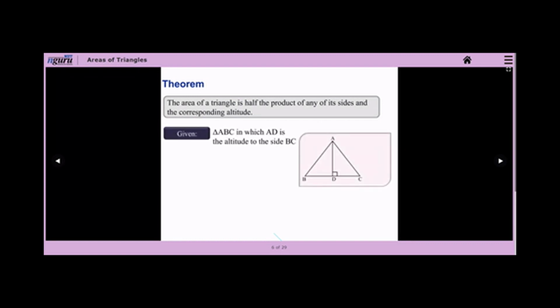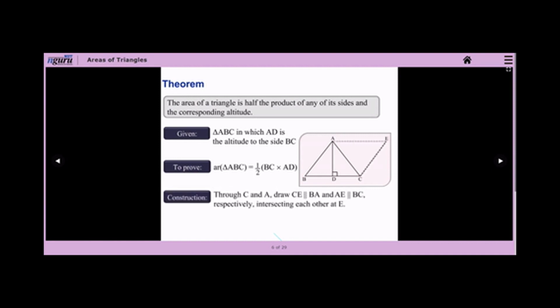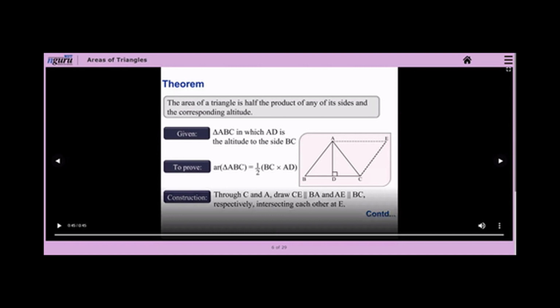It is given that in the triangle ABC, AD is the altitude to the side BC. We need to prove that the area of the triangle ABC is half the product of the base BC and the altitude AD. Through C and A, draw CE parallel to BA and AE parallel to BC, respectively, intersecting each other at E. What is the next step? How will they prove?